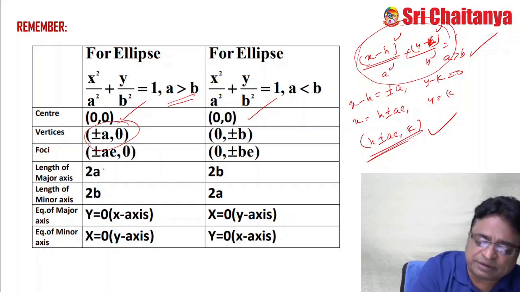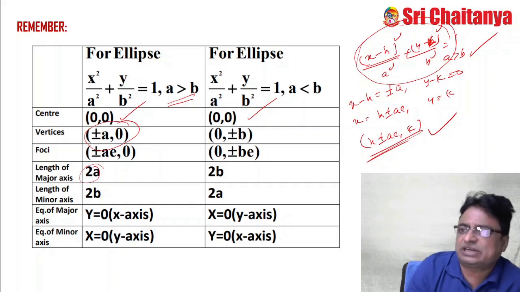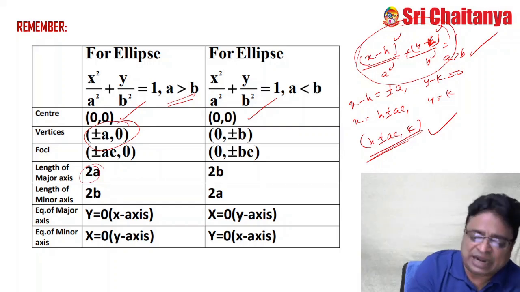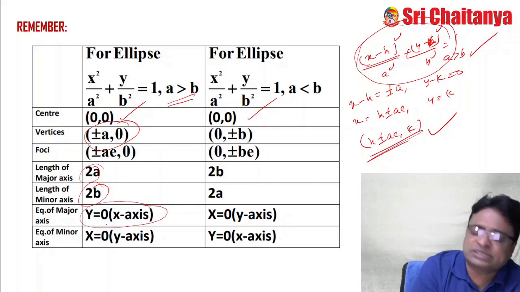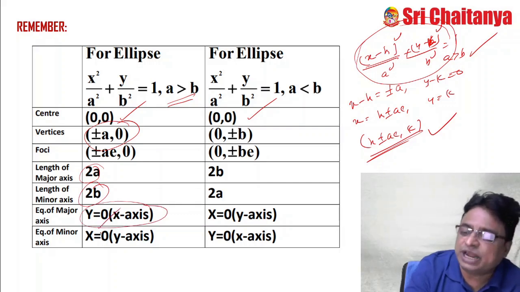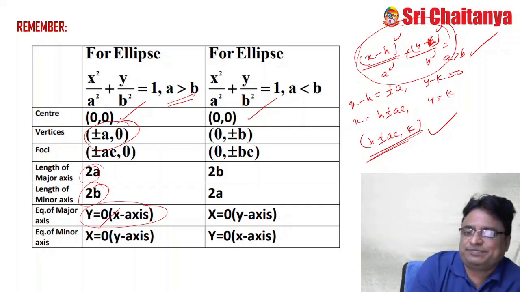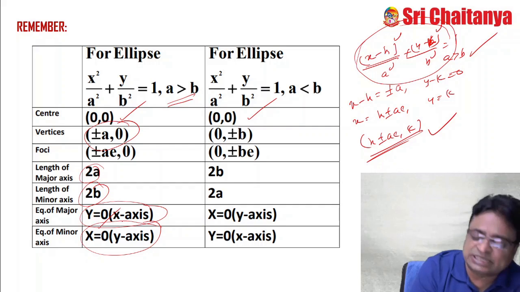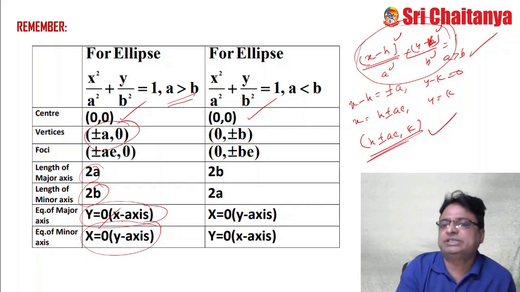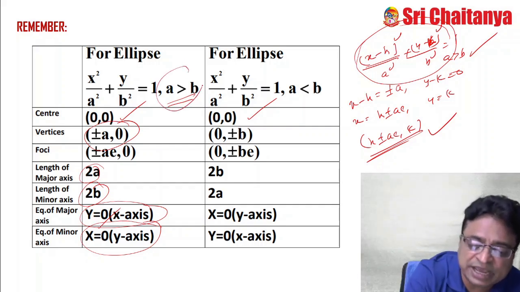Similarly, the length of the latus rectum is 2b square by a, here also the length of the latus rectum is the same, no change at all. And the length of the major axis is 2a, here also the length of the major axis is 2a, there is no change at all. Here, the equation of the major axis is y equal to 0, there y minus k equal to 0. And the equation of the minor axis is x is equal to 0, there x minus h is equal to 0. These are all for the a greater than b case.